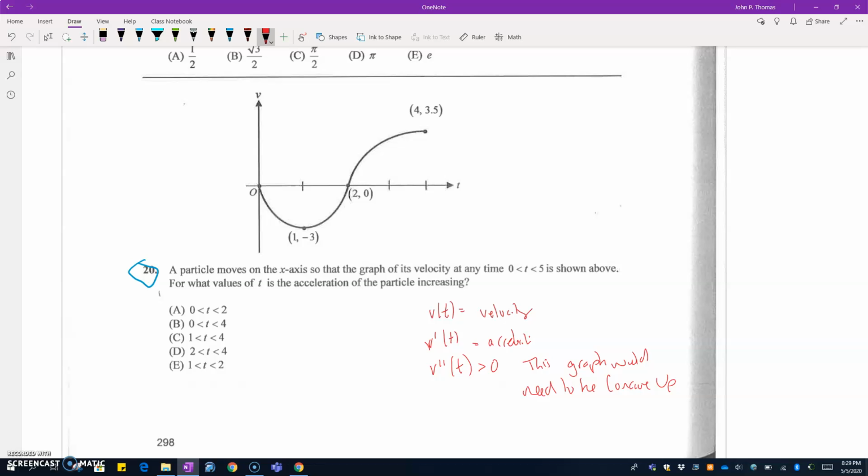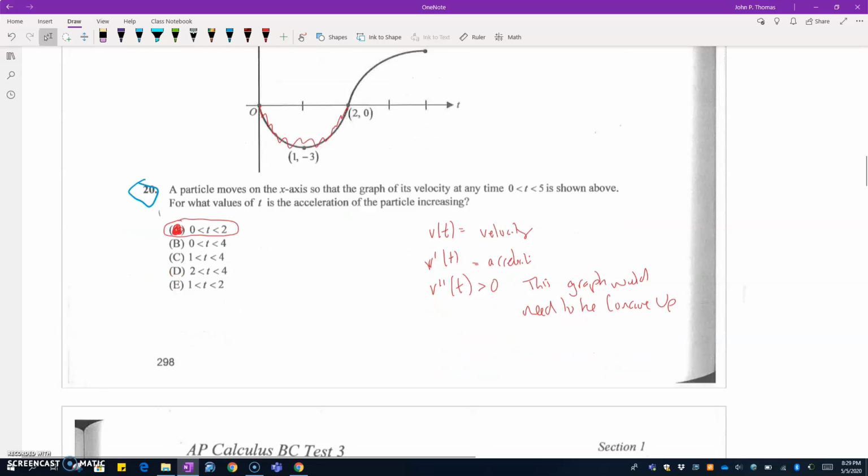This graph would need to be concave up for the second derivative of this graph to be positive. All right, it's concave up through this section here. So we're looking at 0 to 2. So from 0 to 2, the derivative of this graph, which is acceleration, would be increasing because the second derivative of this graph is positive. All right, so that's 20.